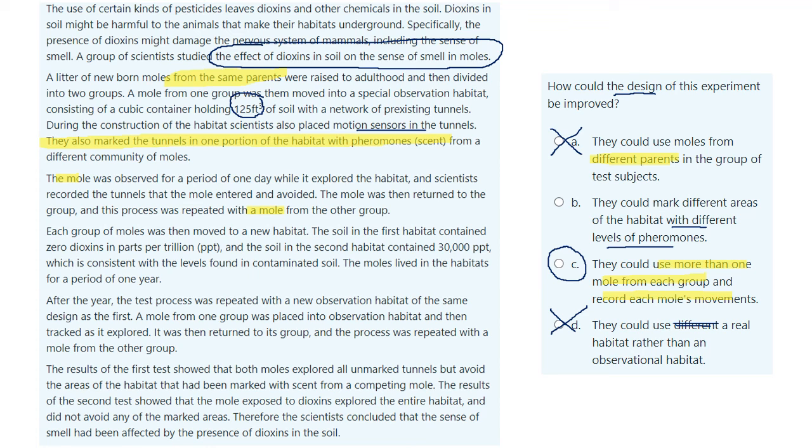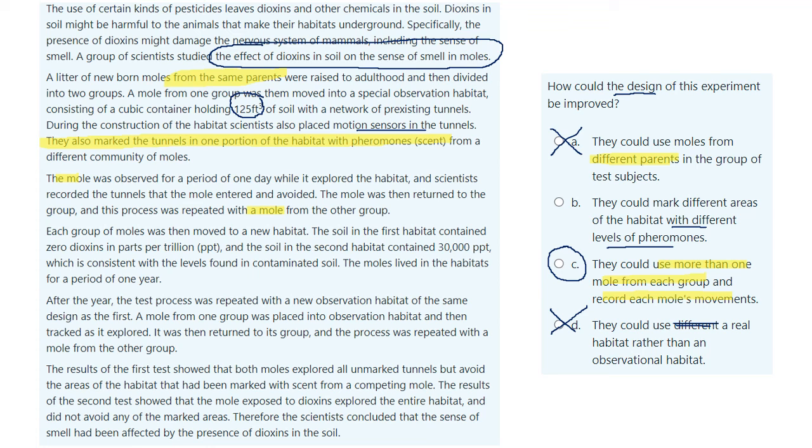Okay, so the moles that came from the same parents, so presumably have very similar genetic traits, and have grown up in pure soil, away from any dioxins, they are now separated into 2 groups. One group lives in an area where there are no chemicals. The other group is put to live in an area that is polluted, that has similar chemicals as scientists would find in fields where farmers have been using the pesticides containing dioxins.